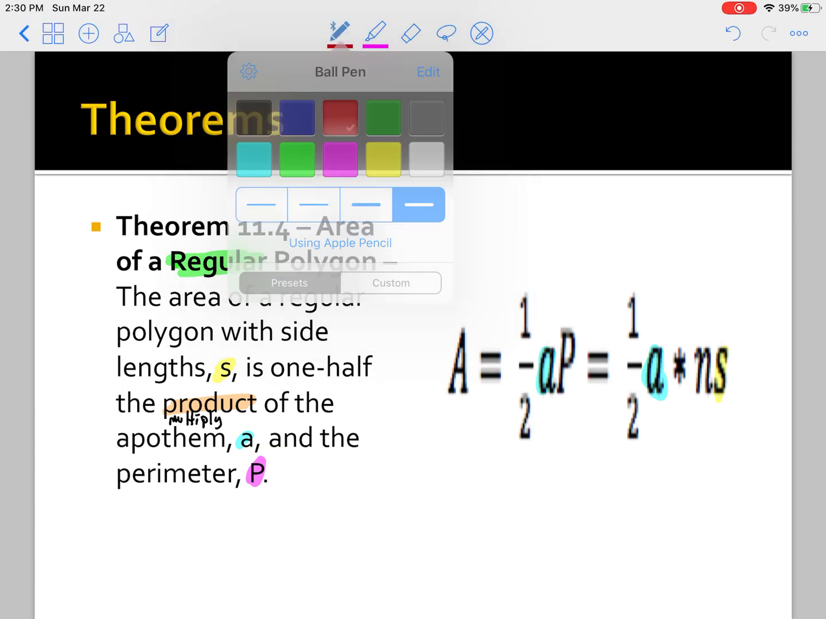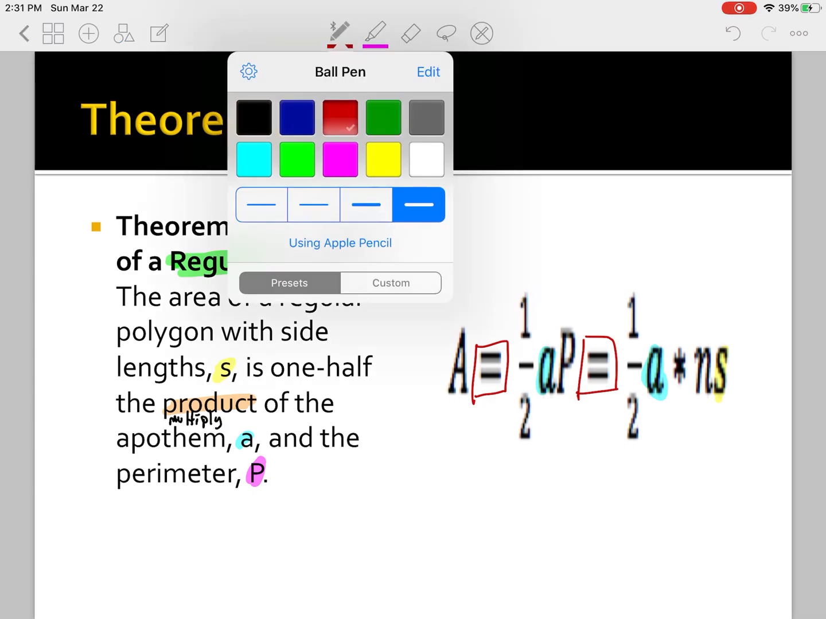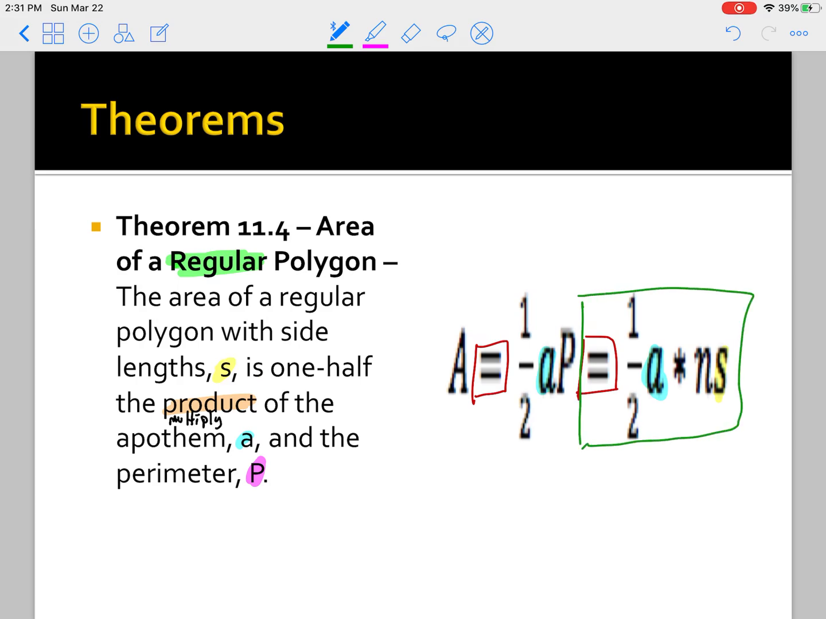First of all, what I have found in prior years is that this double equal sign really throws students for a loop, okay? What this is just saying is that the area can be calculated in one of two ways. So think of it as dividing this into two pieces. I'm going to take this and divide this right here. So I have two options. Option number one, I can calculate the area is equal to 1/2 a, the apothem, times the perimeter. Option number two, I could calculate the area is equal to 1/2 the apothem times the number of sides times the side length, okay? So those are my two options.